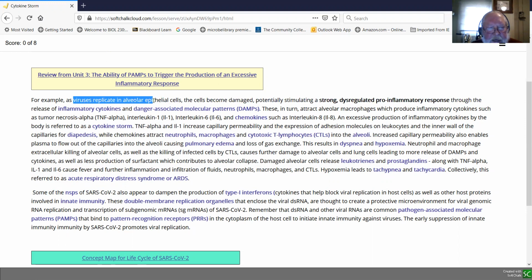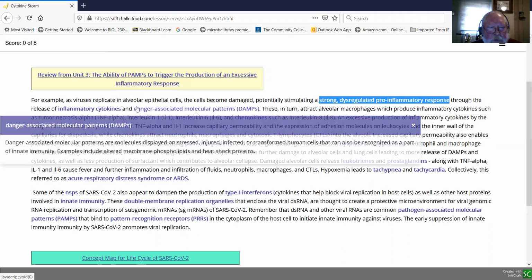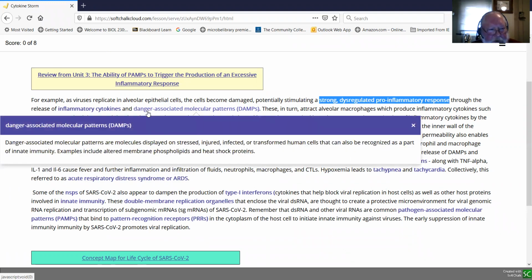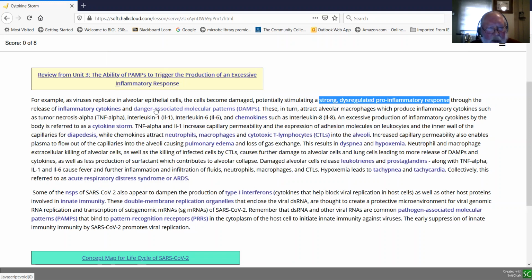So as the virus is replicating in alveolar epithelial cells in the lungs, those cells become damaged, and that is thought to stimulate a strong, dysregulated pro-inflammatory response, where you get this very high degree of inflammatory response, but the regulation system that tries to dampen that doesn't work properly. So there's a release of inflammatory cytokines that promote vasodilation and inflammation. As the cells are damaged, they create DAMPs, or danger-associated molecular patterns. And so this occurs again when injured or infected cells produce factors called DAMPs that, like PAMPs, can trigger the production of inflammatory cytokines and chemokines.